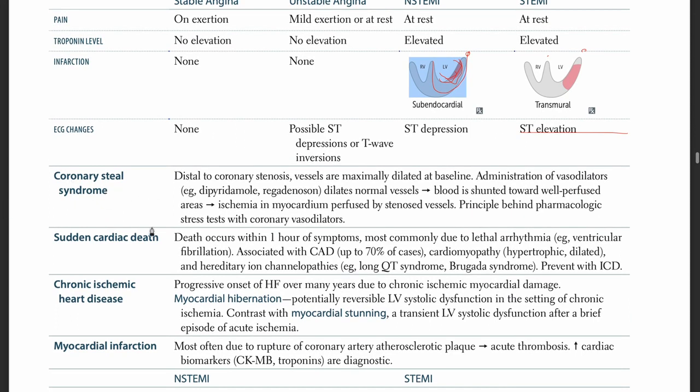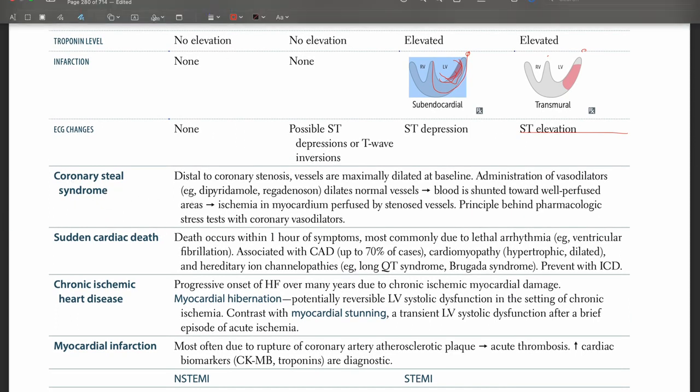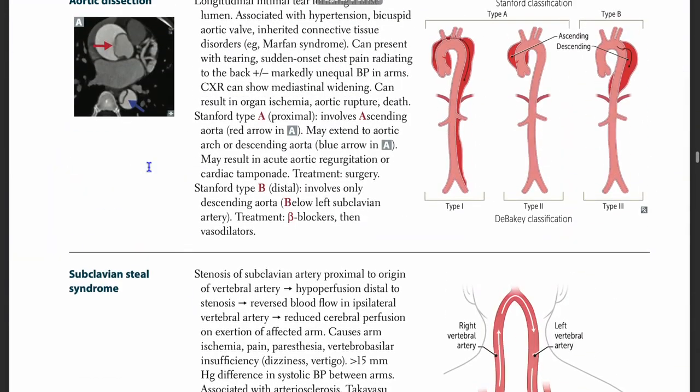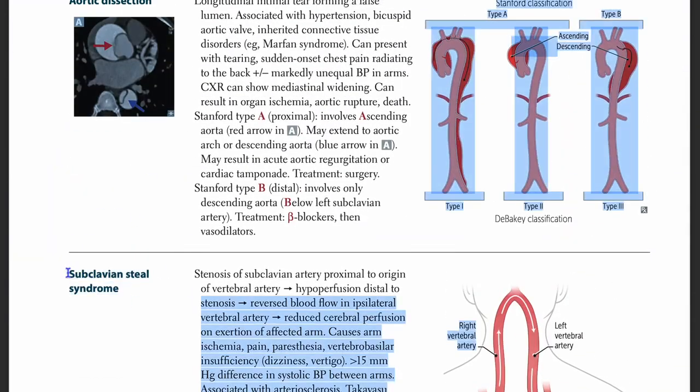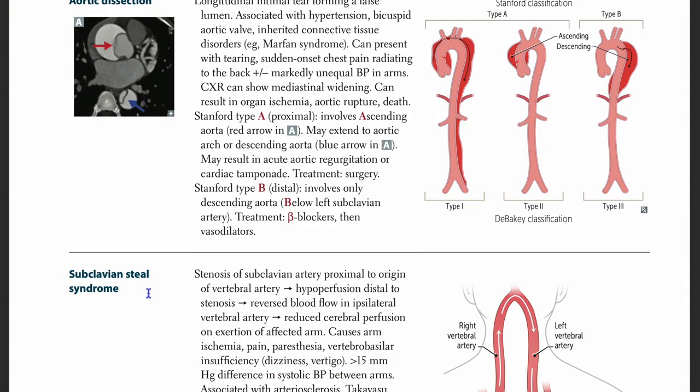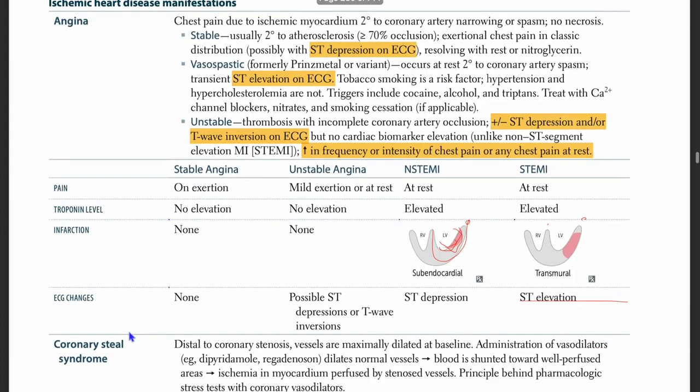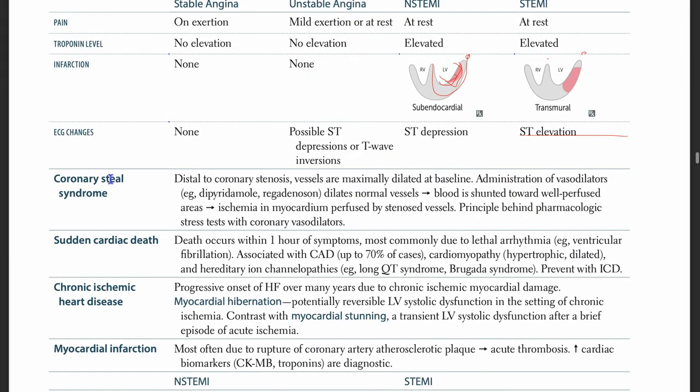Okay, coronary steal syndrome. Coronary steal syndrome is different from subclavian steal syndrome, but the only difference is that it's in a different place, and something can influence it. So how does it get influenced? That's what we're going to learn.